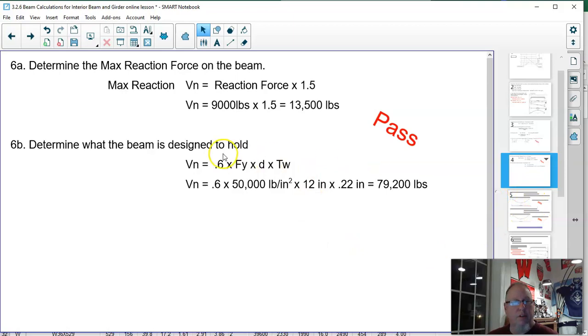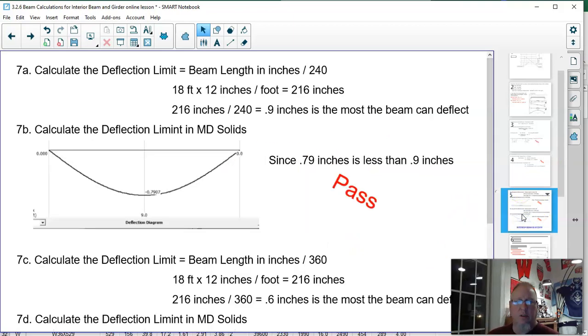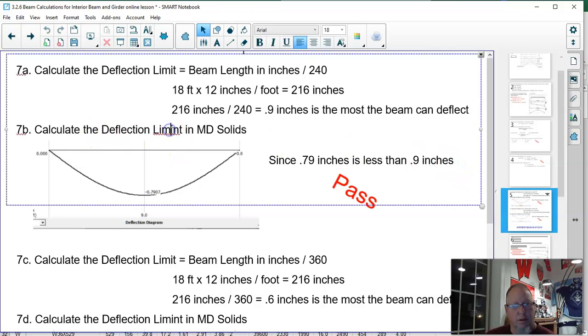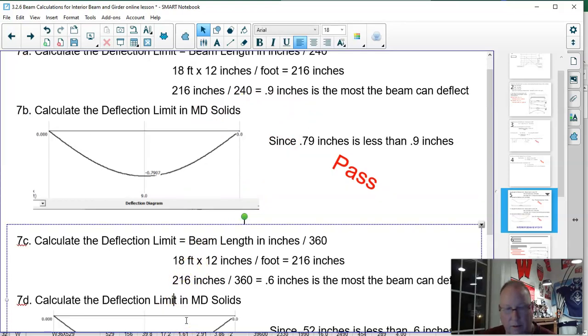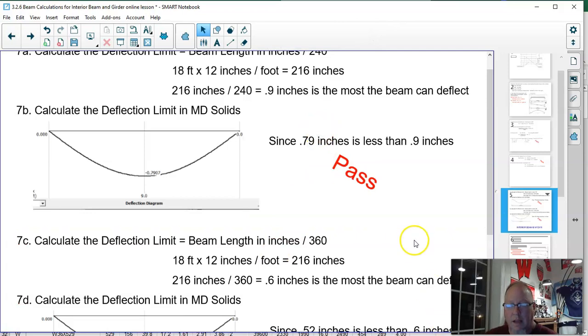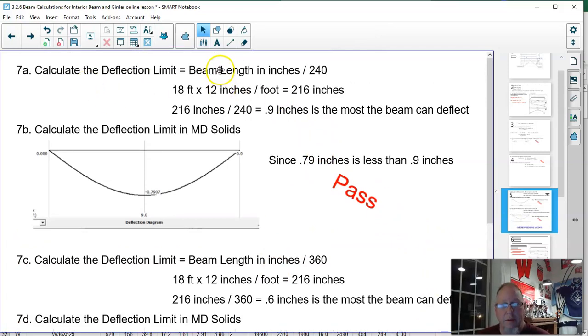So that brings me down to calculation number 7, which is the last one that we do, which is to calculate the deflection limit. And then compare it to what the real limit is, which apparently I cannot spell, so I will fix that right now. There we go. The real limit is. And apparently I couldn't spell it twice. All right. So to calculate the deflection limit, I took 18 feet times 12 to get how big my beam is in inches. And then you take that beam length in inches and divide it by 240. So this beam at most can deflect 0.9 inches.